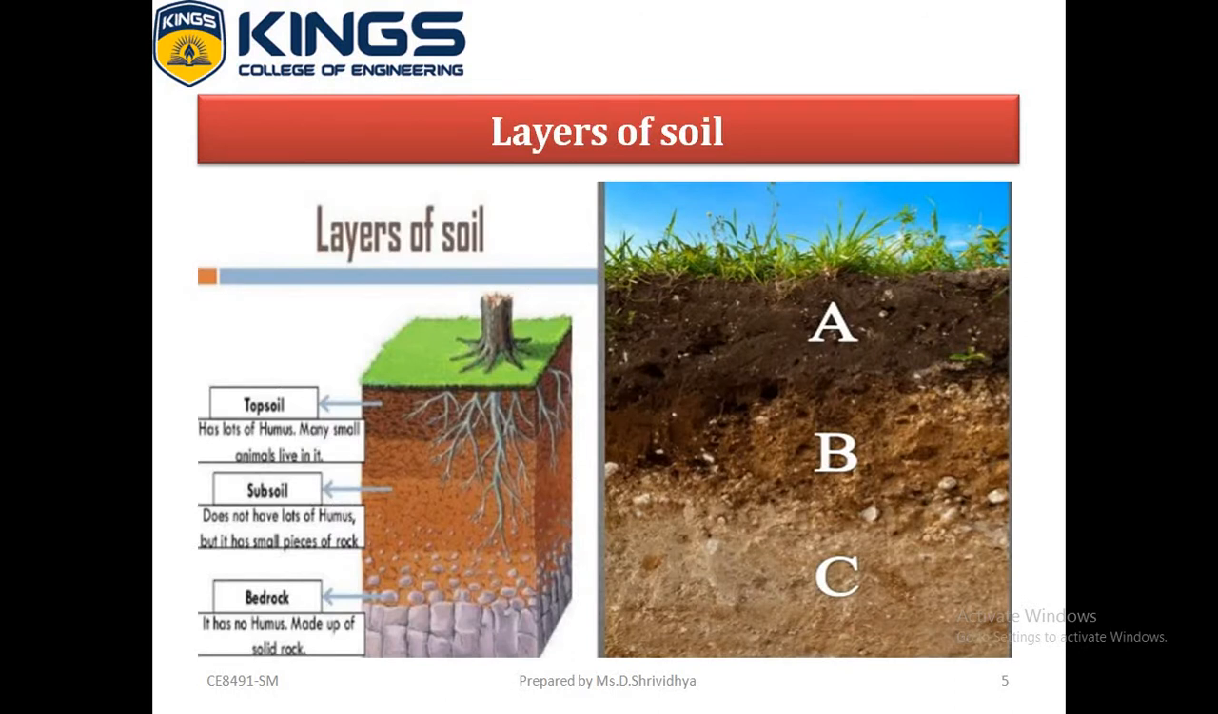The picture shows the layers of soil. The first layer is topsoil. It has lots of humus, and many small animals live in it. The second layer of soil is subsoil. It does not have lots of humus, but it has small pieces of rock. The third layer shows the bedrock. It has no humus and is made up of solid rock. It contains more amount of rock pieces and boulders.